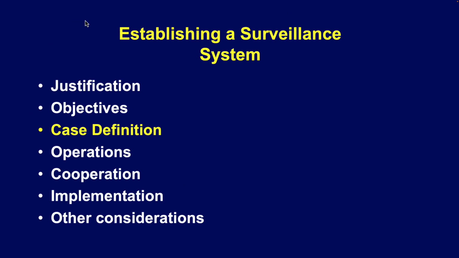Another important consideration for many, but not all surveillance systems is the case definition. The choice of the case definition is really largely informed by the objectives of the surveillance system. For case-based surveillance systems, that is, surveillance systems that track the occurrence of cases of a health condition, the case definition is used to define the event under surveillance. What are the events that are under surveillance that need to be tracked and counted?